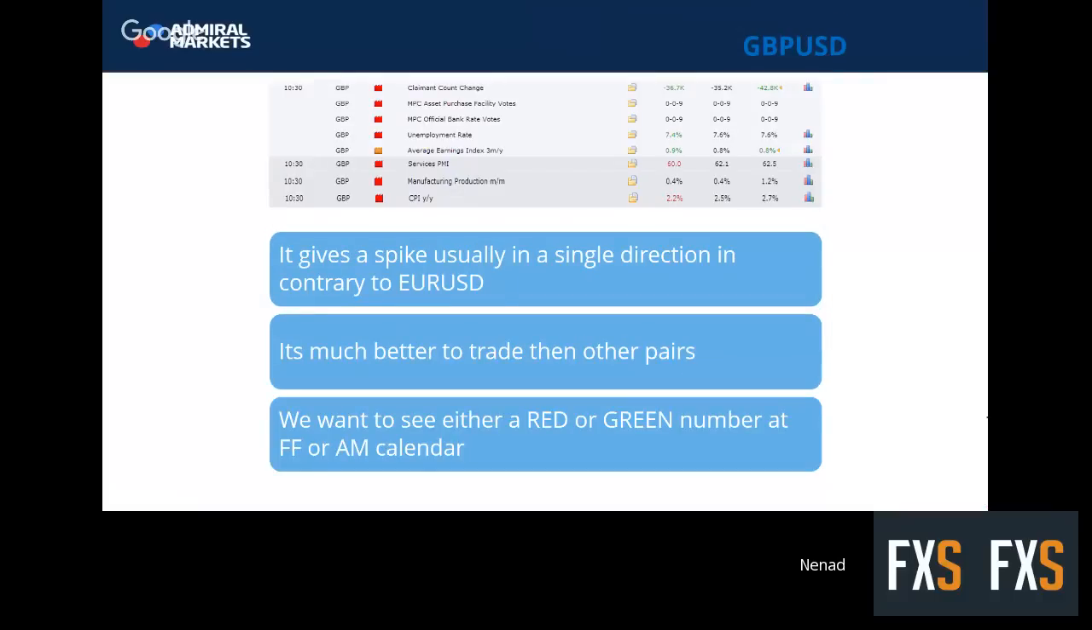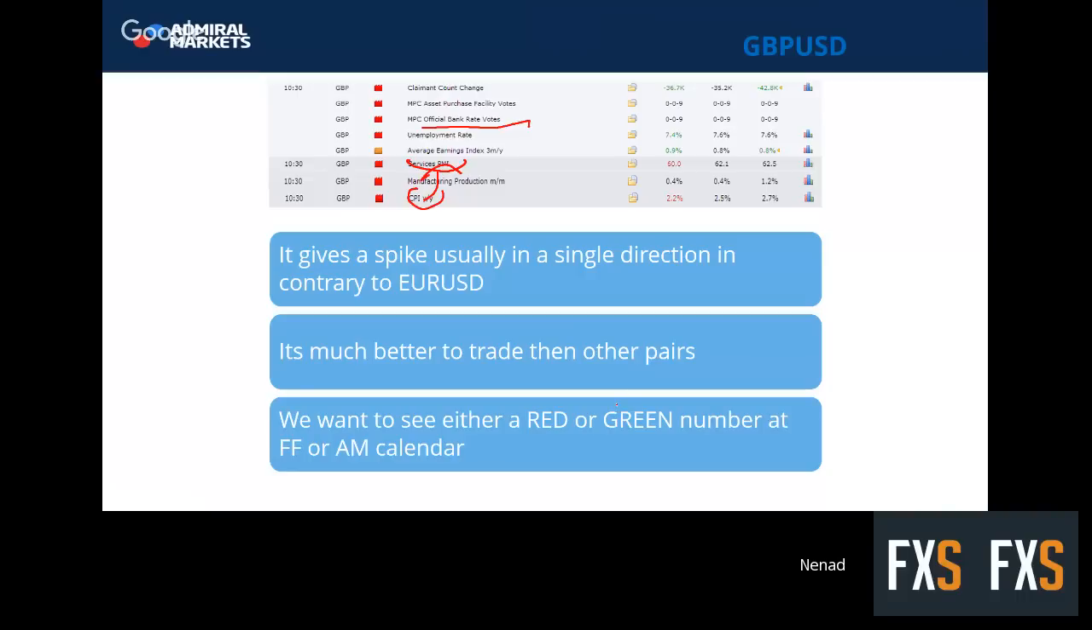Now, let's get back to main subject. Pound news focus should be claimant count change, MPC asset purchase facility votes, of course, MPC official bank rate vote. This tends to have big impact. Unemployment rate, average earnings, services PMI, manufacturing production, and CPI. Inflation data also. Very high impact on pound basket.